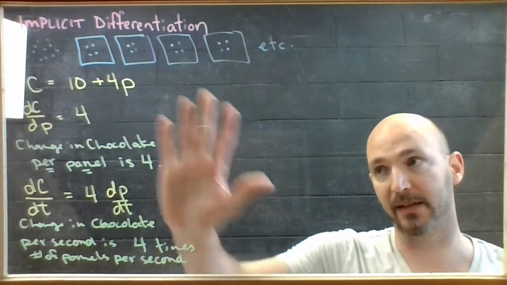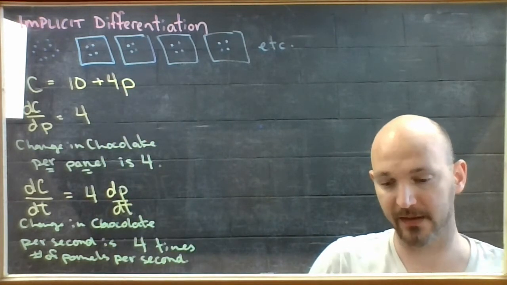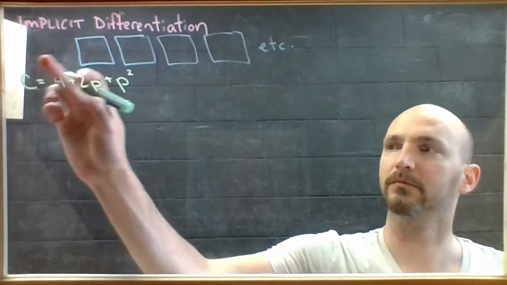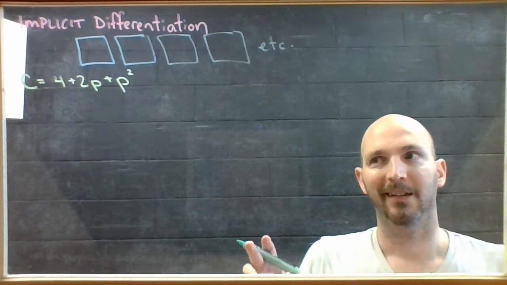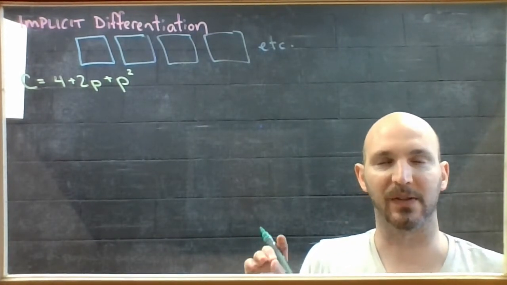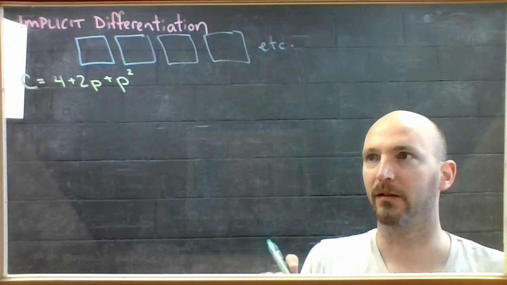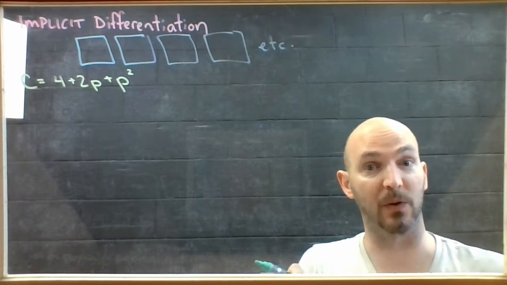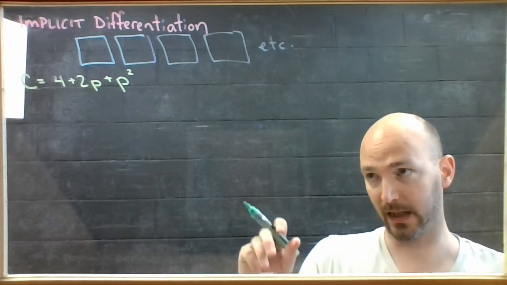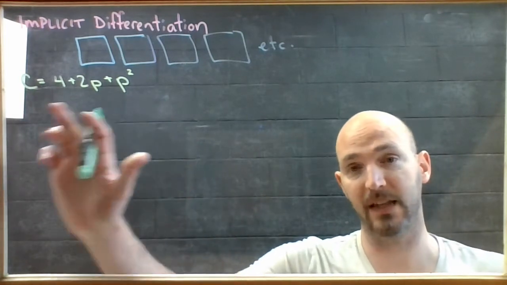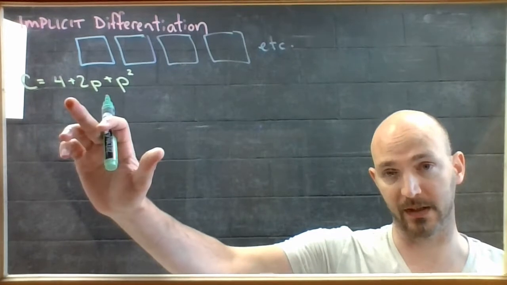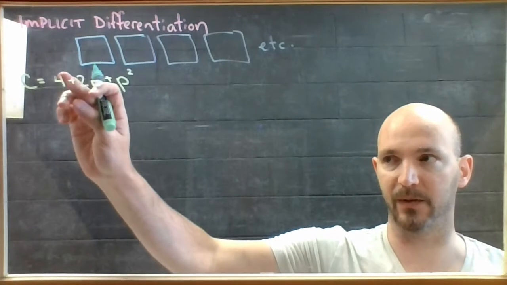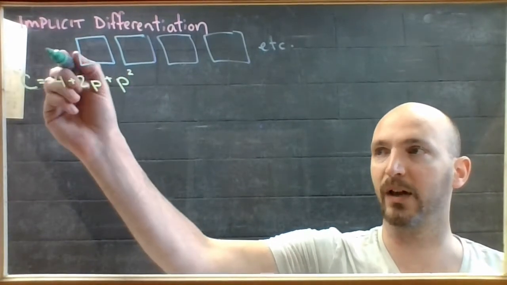Okay, so I'm going to make this example just a little bit more complicated so we can see something happen. Suppose the Easter Bunny at your house is a little more whimsical and decides to leave eggs on the patio according to this equation. So when there's no panels, when you've covered none of them, this would be zero, this would be zero, you've got four eggs hanging around.